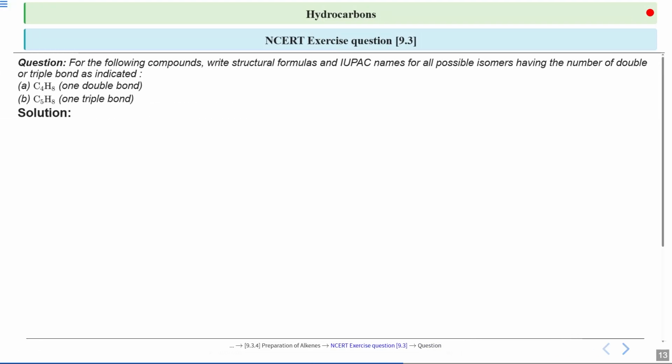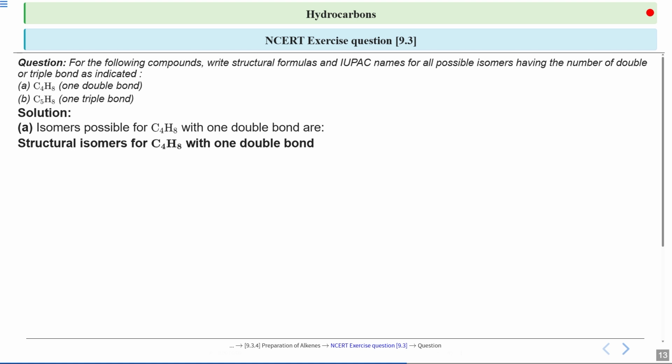What you have to do? Very simple. Basically, you have to give the number of possible isomers. Then the second thing you should remember is the direction. If you are taking C4H8, your structure must have 1 double bond. So that is for sure. And if you are taking C5H8, the second molecular formula, then it must have 1 triple bond. Starting with C4H8 with 1 double bond.